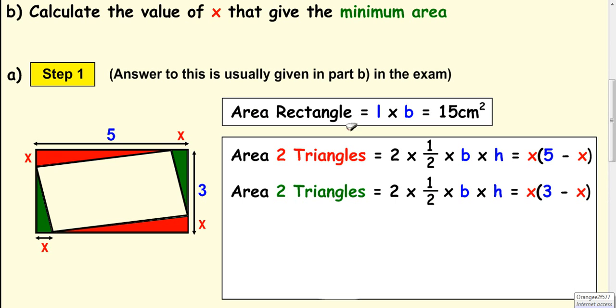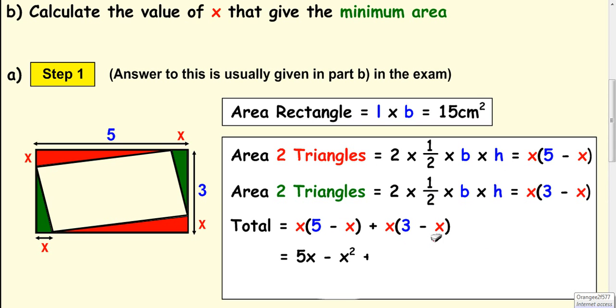So we've got the area of our rectangle, and we've got the area of all our triangular parts. You want to add all the triangle areas up together, and then finally do a takeaway. So we'll add them up, multiply it with brackets, so that's going to be 5x take away x squared. And that's going to be 3x, take away x squared. 5x and 3x comes to 8x, and minus x squared minus x squared is minus 2x squared. So we have to subtract all this from 15.